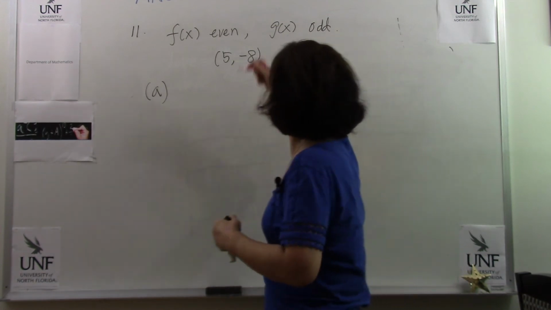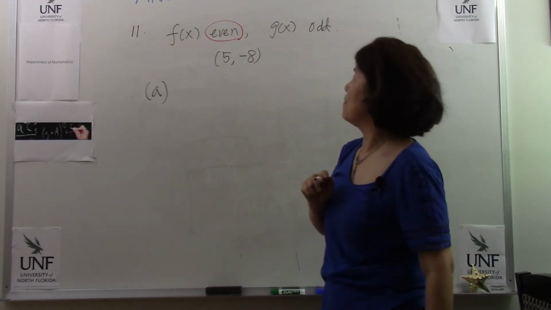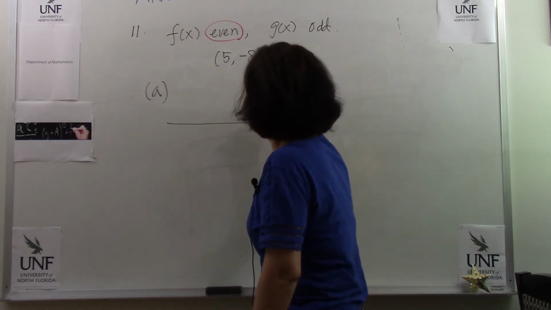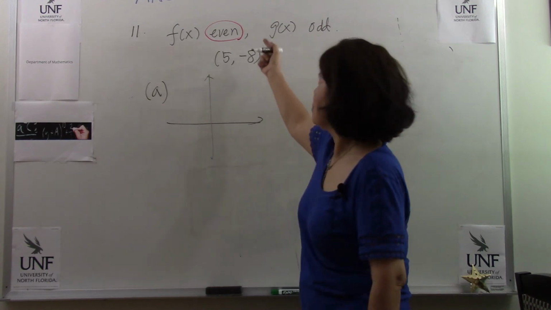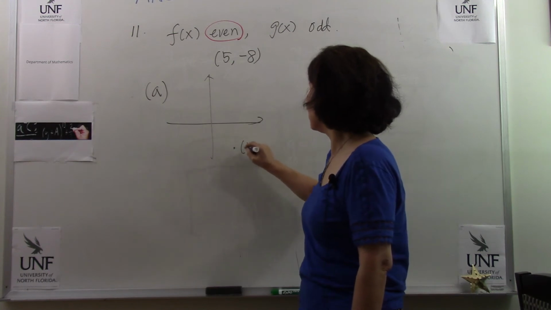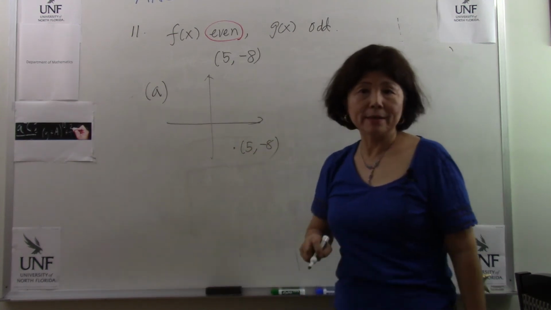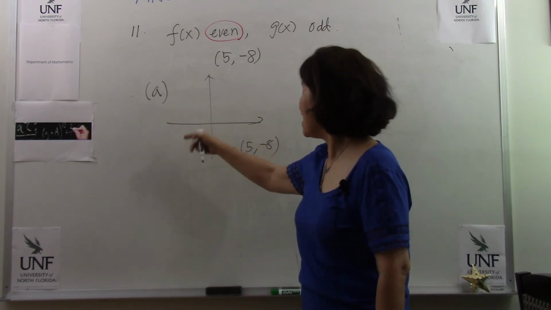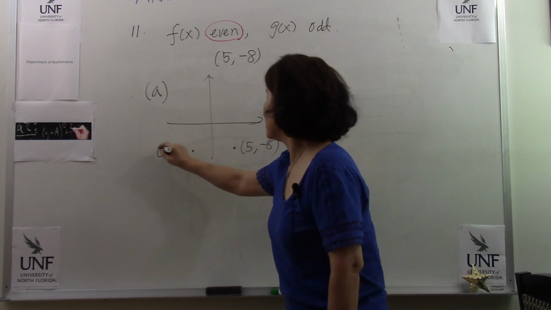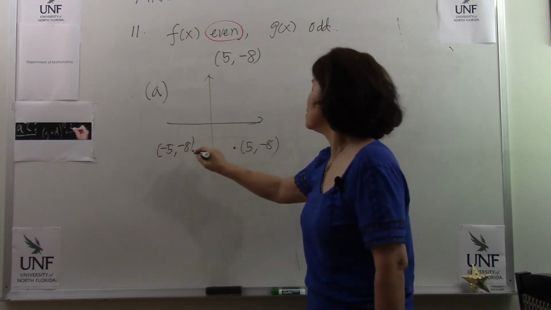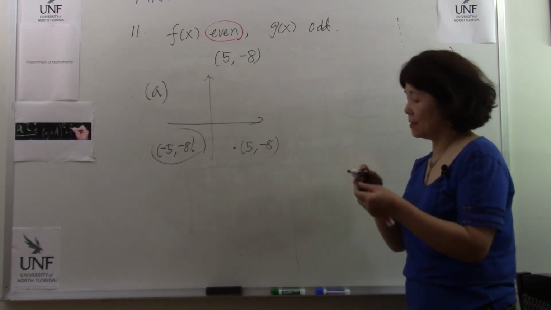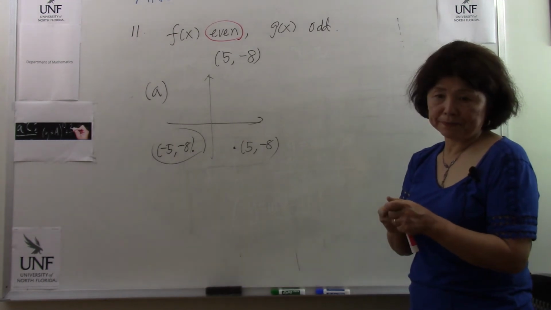Well, we are going to use the fact that function f of x is even. So for an even function, the graph is going to be symmetric with respect to the y-axis. So let's mark over here. This is (5, -8), and symmetric about the y-axis, so it has to go to the opposite side over here. That is negative 5 comma negative 8. So this point must be on the graph to satisfy the condition that function f is even.